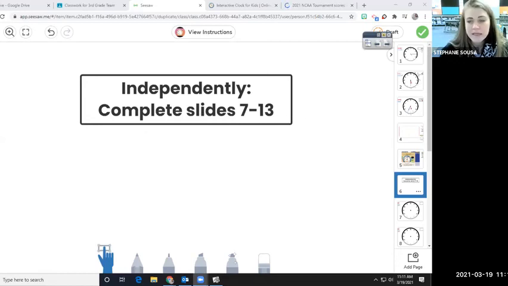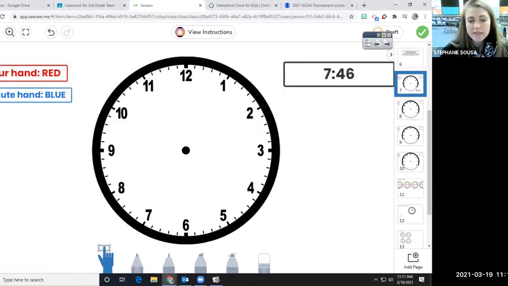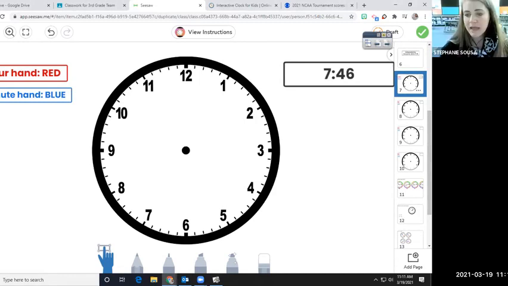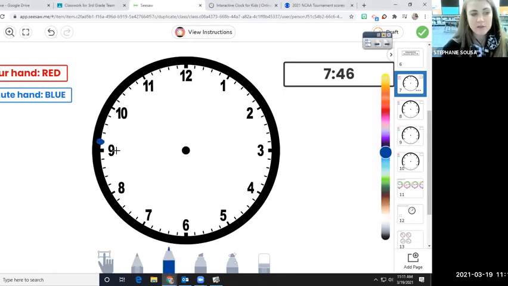All righty, now that you've gotten some time to practice with your partners, we're going to talk about your independent task for today. You are going to complete slides 7 through 13, okay? Slides 7 through 13 are what you are going to complete. On slides 7 through 10, you are shown a clock and you are asked to draw the hour hand and the minute hand onto those clocks, okay? I want you to be very careful and make sure that you are using a strategy that you get exactly where the dot is supposed to be, okay?